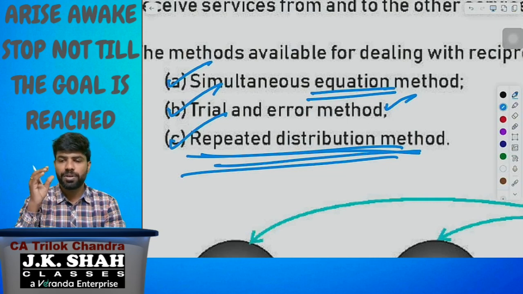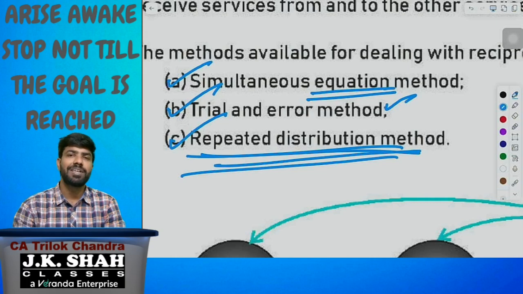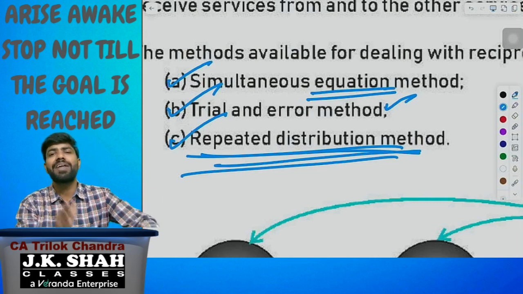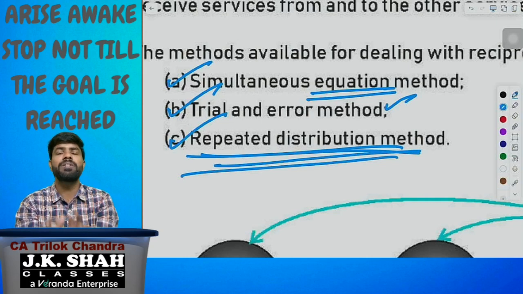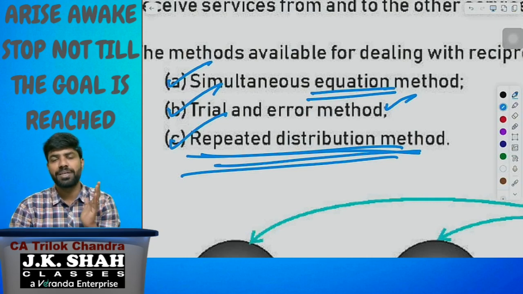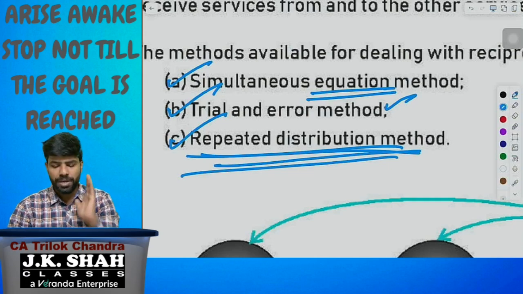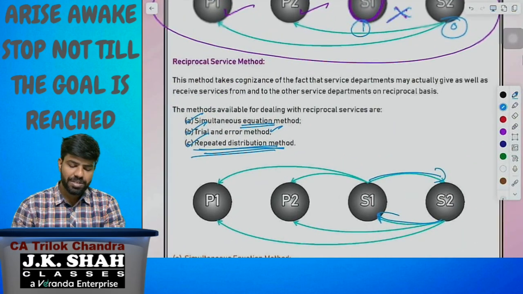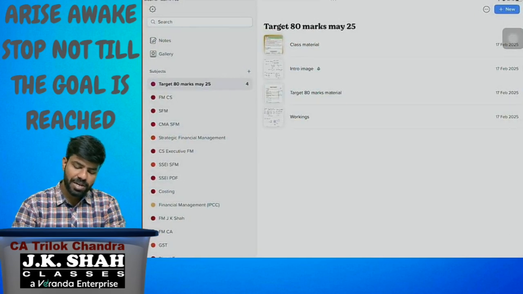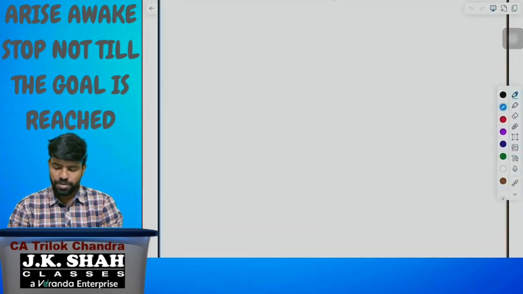So this is about primary distribution and secondary distribution. After doing secondary distribution, as I told you, the entire overheads get accumulated in the production departments. From the production departments, we'll charge it to the product by calculating the absorption rate. Clear? Okay, now let us start doing questions based on the primary distribution and secondary distribution. Look at this.